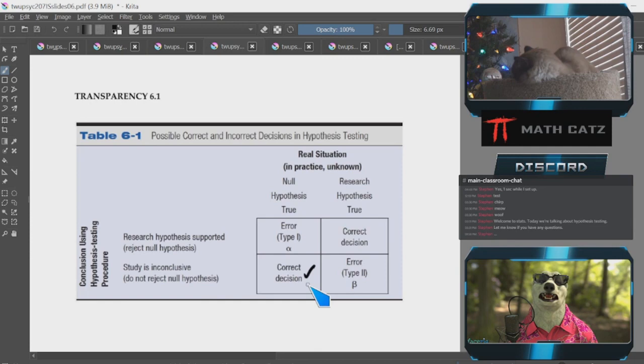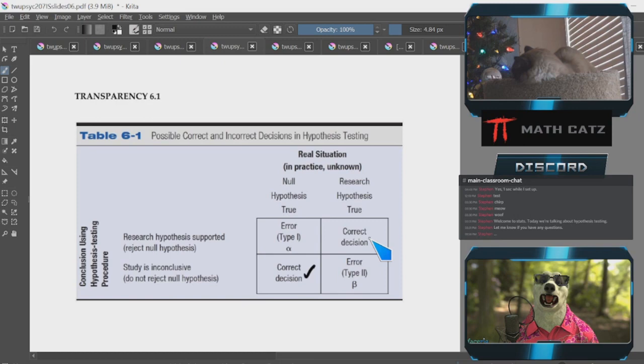Let's make my cursor a little smaller. If the research hypothesis is actually true, meaning the null hypothesis is not true, we should reject it. And then getting an extreme enough sample, making the conclusion to reject the null hypothesis is the correct decision.